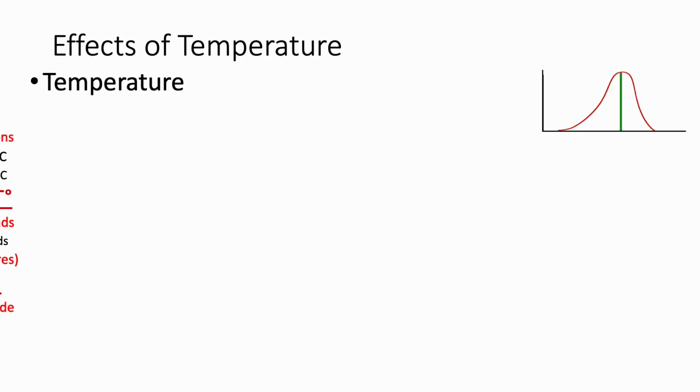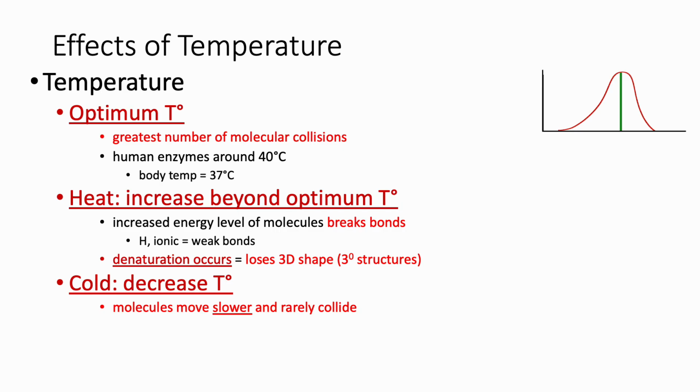Taking a look at the effects of temperature, the optimal temperature, again, varies for different organisms. For humans, it's between 37 and 40 degrees Celsius because, again, the average body temperature is 37 degrees Celsius. If the temperature goes higher than this, you're going to have increased levels of molecules where the bonds are breaking due to the increase in energy. The temperature's going up. This is going to cause the hydrogen and ionic bonds to become weak and break. As the temperature continues to go, the enzymes are going to begin to denature.